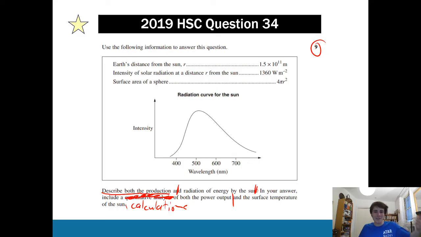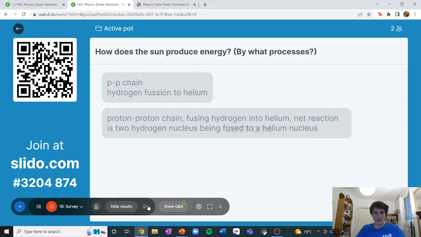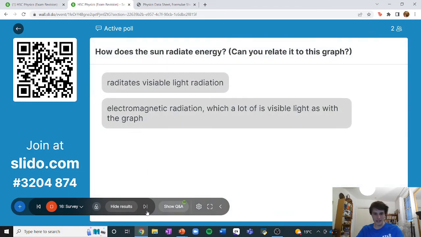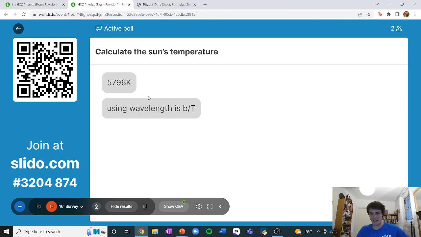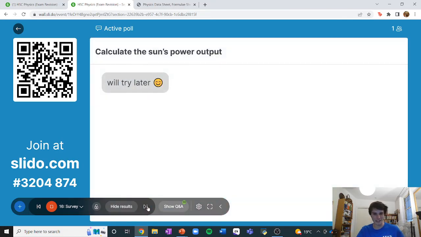And then all you have to do is string those different sections together in some sort of logical structure. Okay, let's just quickly see proton-proton chain, very nice, visible radiation. We've got a couple of people, mad lads, who actually went through and calculated it, and some people are going to try it later. That is very nice.